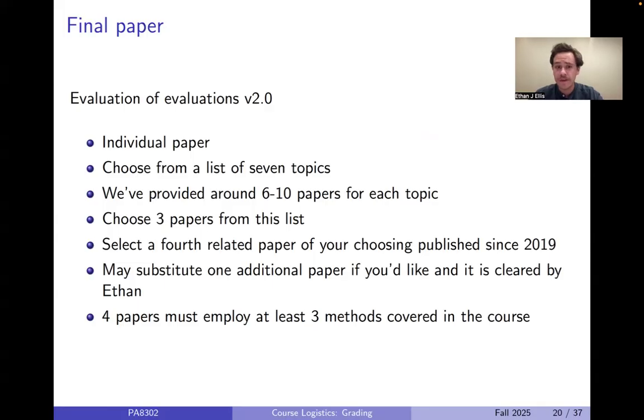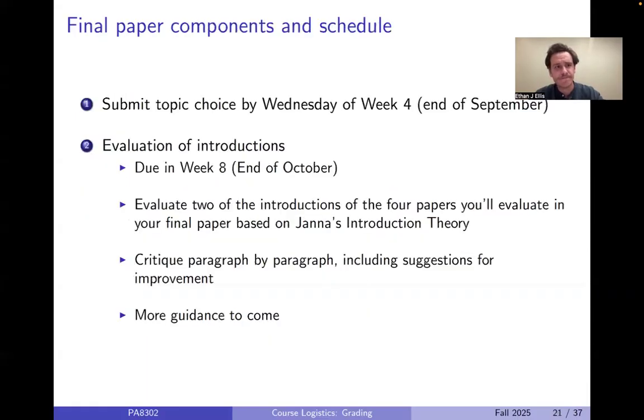The 4 papers that you select must employ at least 3 methods covered in the course. So you can have 2 papers that cover the same method, but over the course of all 4 of the papers, they must cover 3 different methods. I'm going to have you all submit your topic choices by Wednesday of week 4, which will be at the end of September. That way I can form groups for you all.